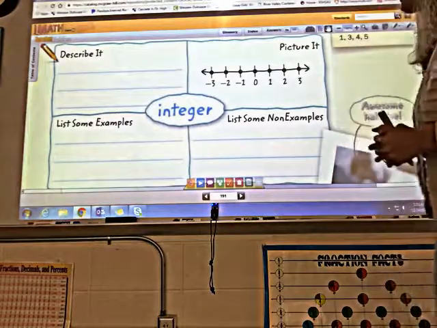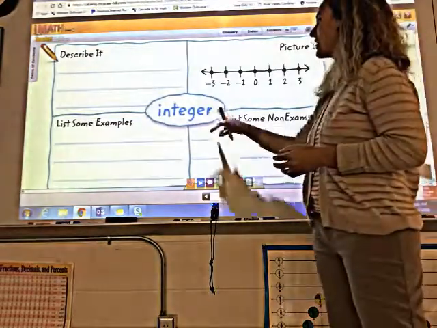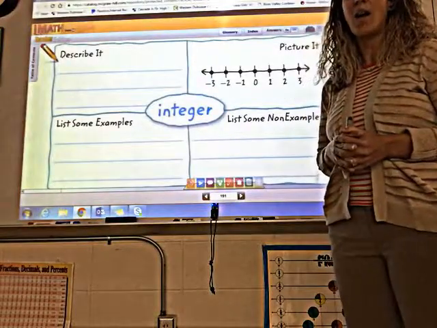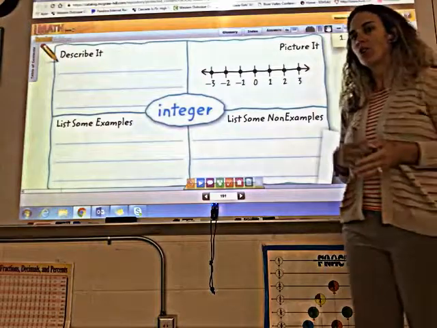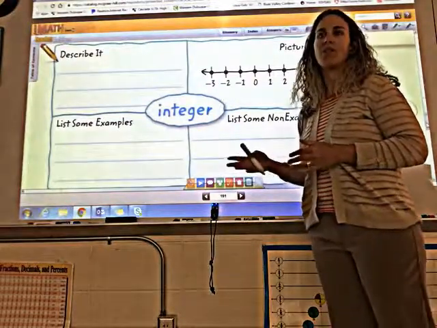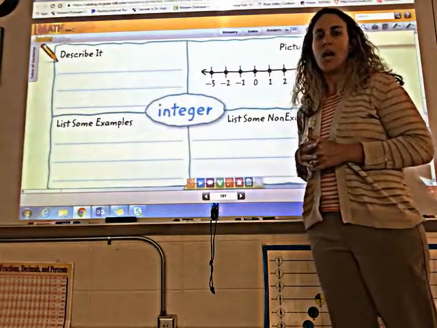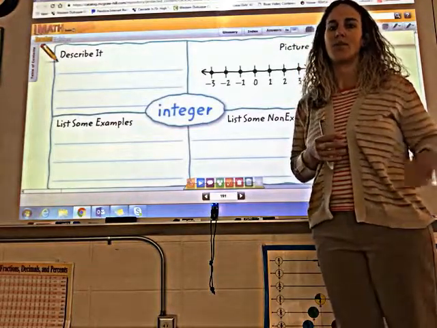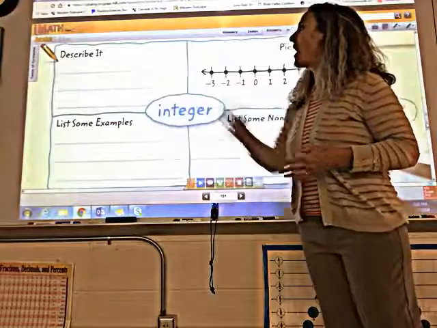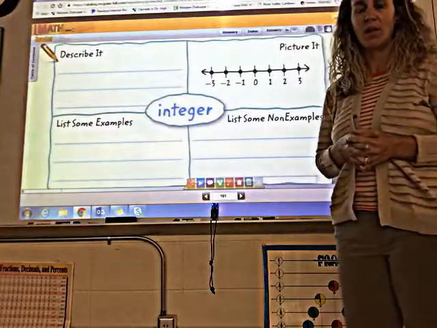One of the things that you might think of is that an integer can be a whole number and its opposite. Remember, your whole numbers are going to start at 0 and be positive: 0, 1, 2, 3, 4, 5, 6, 7, and continue on. The opposite of those would also be the negative, so negative 1, negative 2, negative 3, negative 4. So if I was describing it, that would be one way that I would think of it.